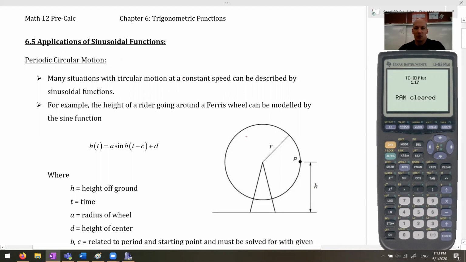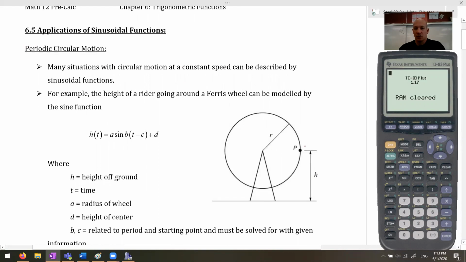So for example, if you were riding a Ferris wheel and you were sitting here in your chair, look at how much fun you're having. That's a big smile on your face. What we could usually describe your height with is an equation that looks something like this: your height, h, as a function of time, equals a sine b(t minus c) plus d.